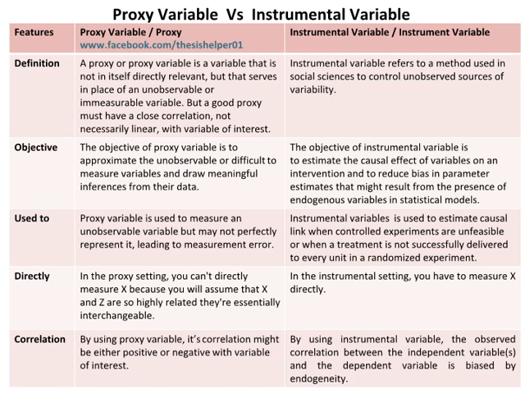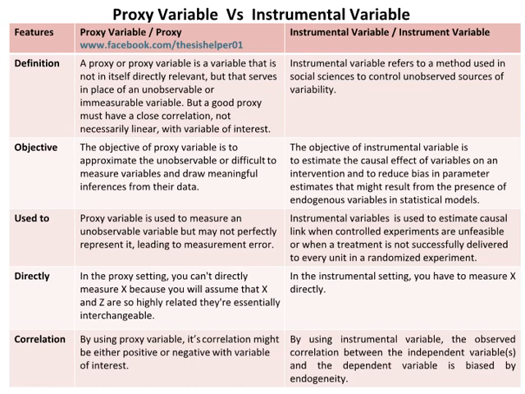Whereas, instrumental variable refers to a method used in social sciences to control unobserved sources of variability. The objective of proxy variable is to approximate the unobservable or difficult to measure variables and draw meaningful inferences from their data. Whereas, the objective of instrumental variable is to estimate the causal effect of variables on an intervention and to reduce bias in parameter estimates that might result from the presence of endogenous variables in statistical models.